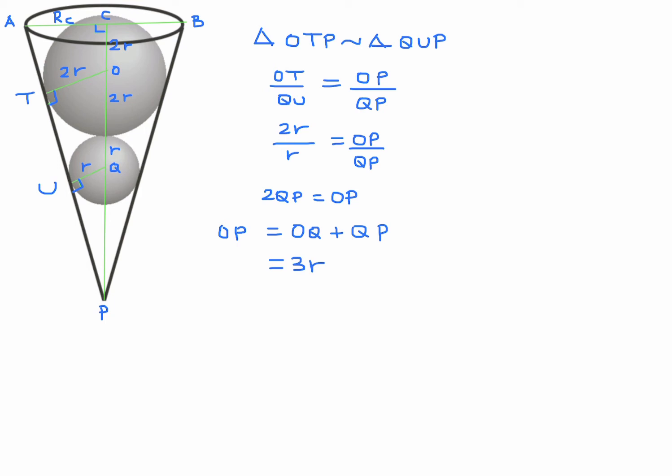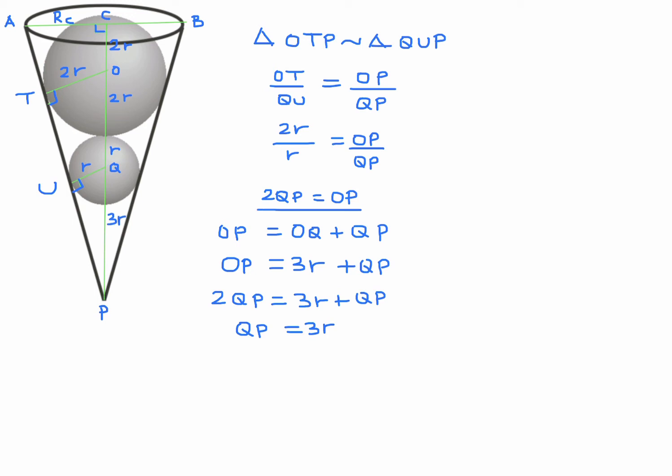And then QP, I don't know yet, so I'll just leave it there for now. But I know this relationship, that 2QP is equal to OP. So instead of OP, I'll just put in 2QP. There we go. 2QP is equal to 3R plus QP. If you put one QP on the other side, we get QP is equal to 3R. That's a very helpful finding, that the distance from Q to P is 3R. So I'll just put that in here, 3R.